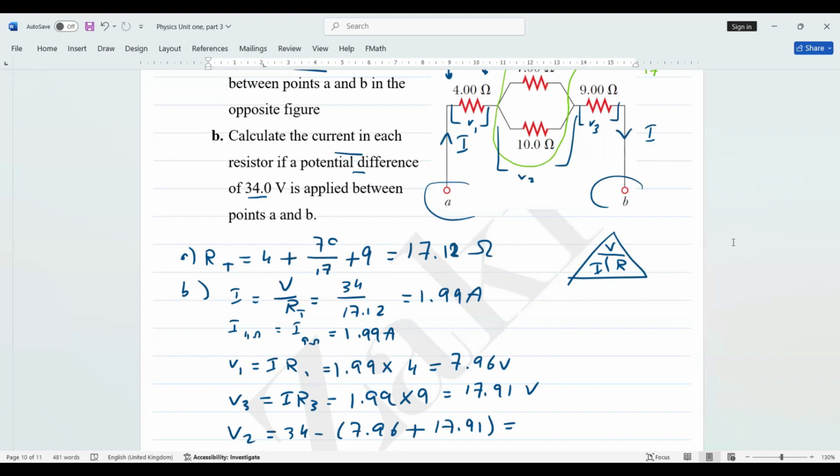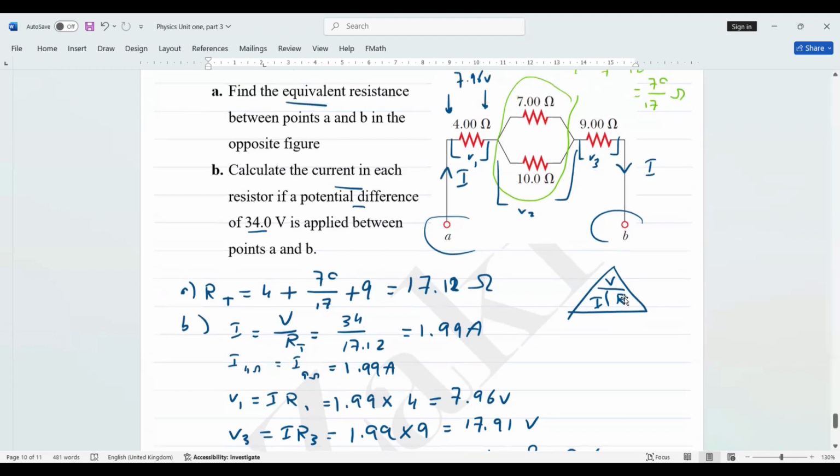So we write 34 minus open bracket 7.96 plus 17.91, close the bracket, equal. Then the voltage is 8.13 volt. The two resistors 10 and 7 are in parallel. They have the same voltage. Then we can get I1 here. This is I1, and then this is I2.